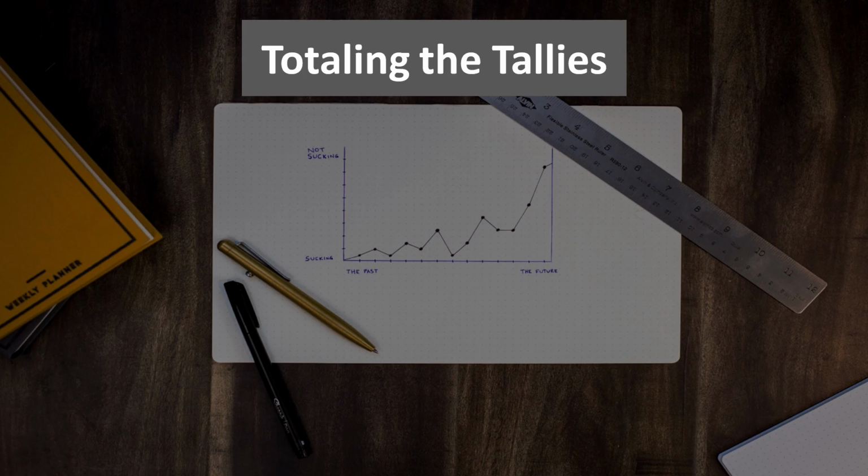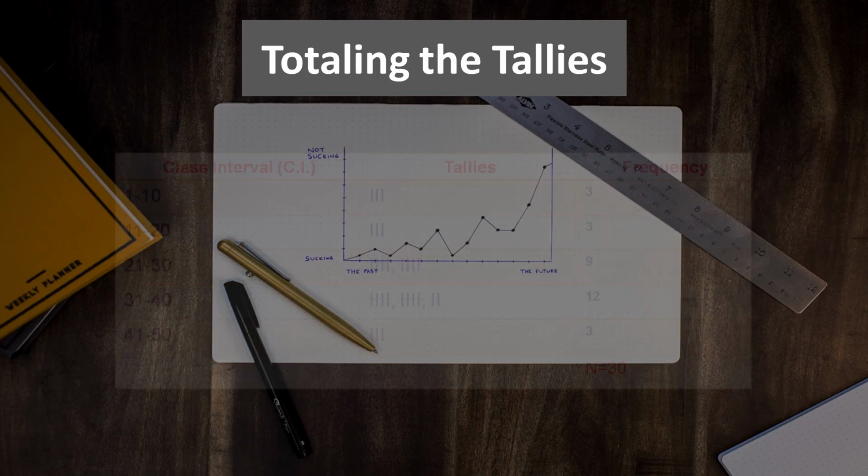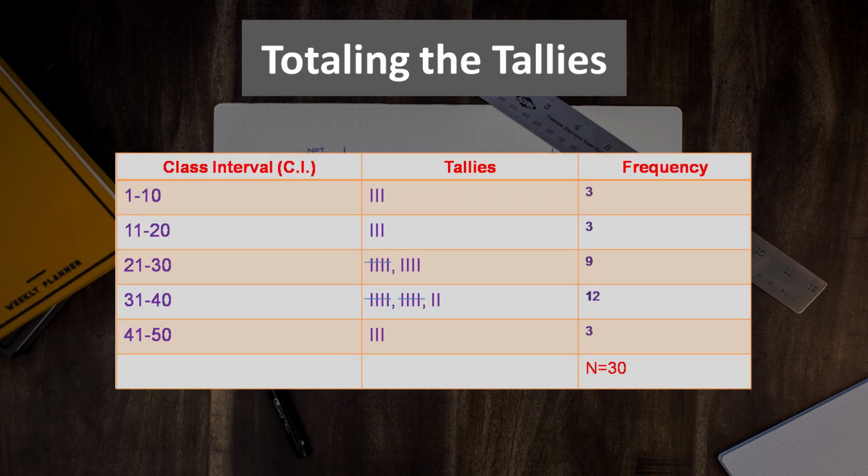Then the last step, the seventh step, is totaling the frequencies. Here you see the class interval is the first column, tallies is the second column, and frequencies are the third column, and the total you have to add: 3 plus 3 plus 9 plus 12 plus 3. So N is here 30. So this is called a frequency distribution table.